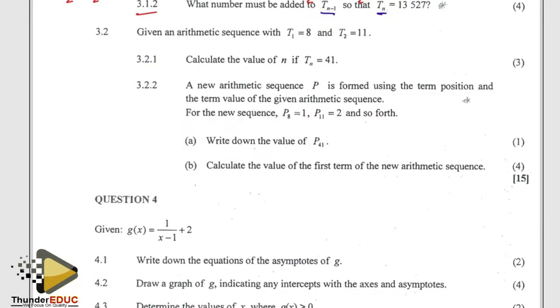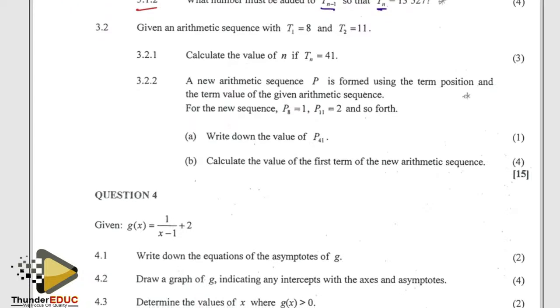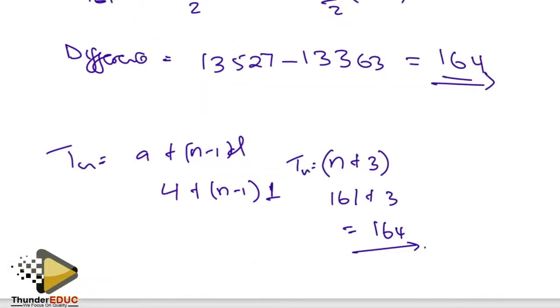3.2, they are telling us that we are given an arithmetic sequence with T1 as 8, T2 as 11. They want us to calculate the value of n if Tn is 41. So this is more like a simultaneous, if I may say that, because if T1 is 8 and then our T2 is 11, we know that from an arithmetic a plus n minus 1 into d.